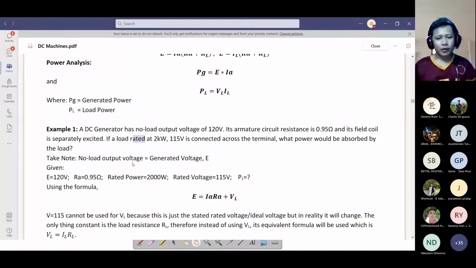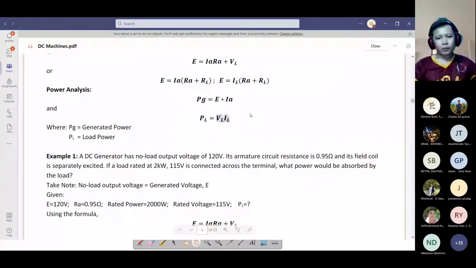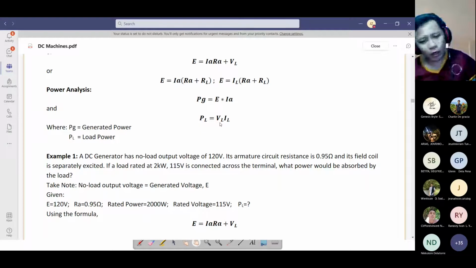Okay? So meaning we have to solve for the power of the load this time. So it is not simply 2 kilowatts. How are we going to solve this? Now, recall, PL is equal to VL times IL. Okay. Now, sir, we already have VL, which is 115 volts. Usually, your voltage, theoretically, will not change. Supposedly, it should not change.